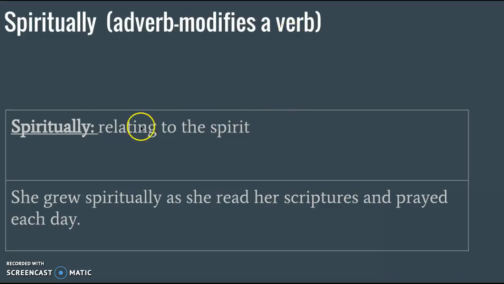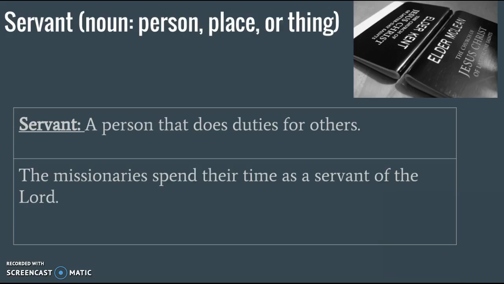Spiritually. This is an adverb, so it's describing how a verb is done. So it has to relate to the spirit. In your sentence here, she grew. So grew is the verb. And how did she grow? She grew spiritually. So she grew spiritually, so her spirituality grew, as she read her scriptures and prayed each day. So there's that example.